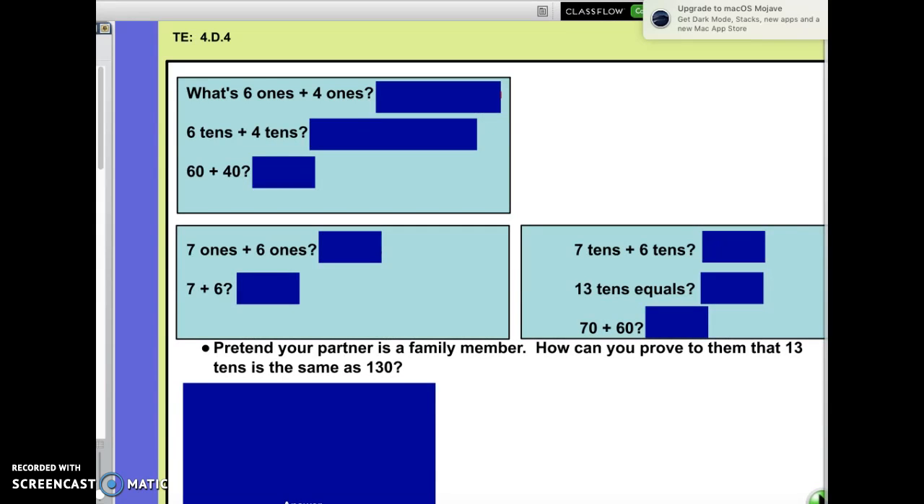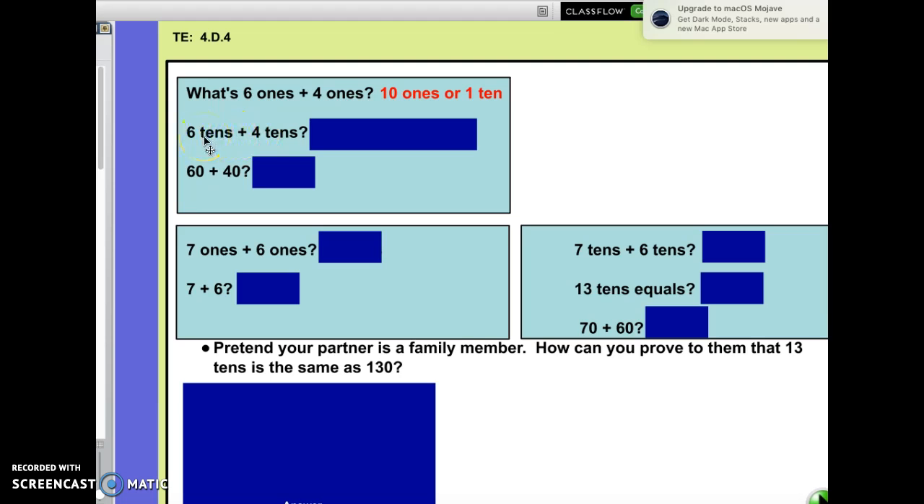All right, so the first thing I want to talk about is when we look at numbers and we look at words, like what's 6 ones plus 4 ones, you have to think of the unit that they're talking about. In this particular question, it's asking about the ones. So what is 6 ones plus 4 ones? Can you do that in your head? Did you get 10 ones or 110? You'd be right.